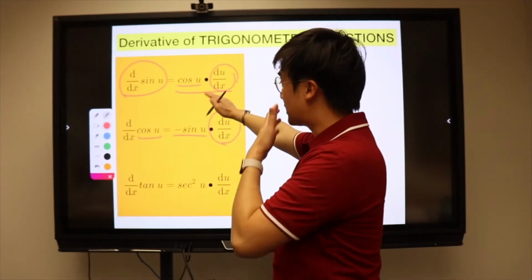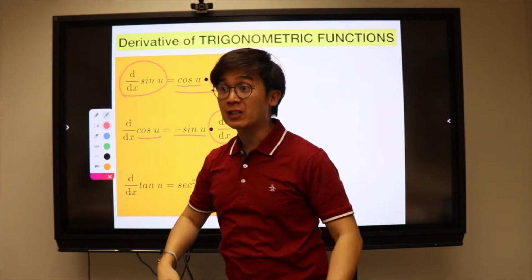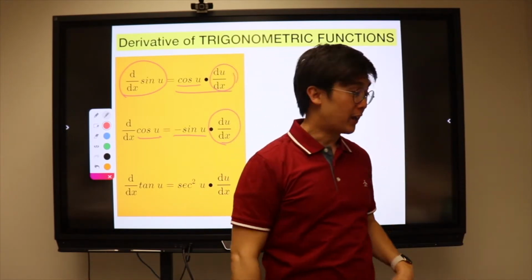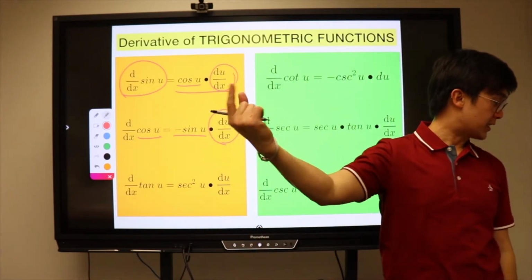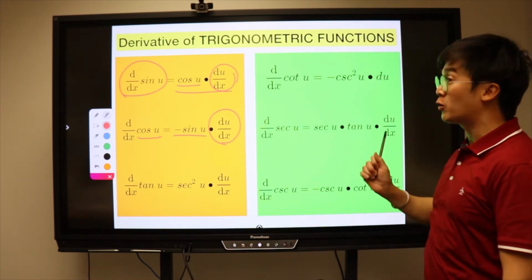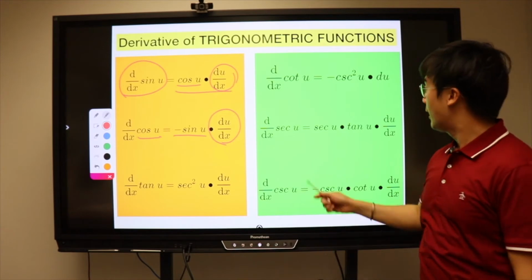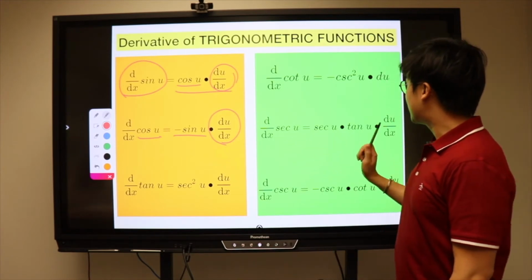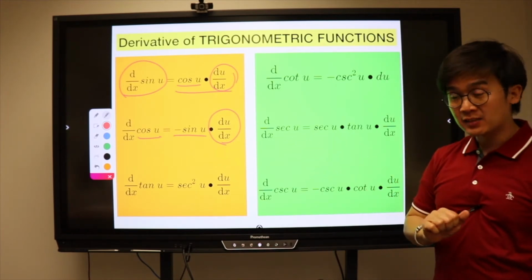And if we have the derivatives of sine, cosine, and tangent, we have the derivatives of their inverses. And those inverses will be cotangent, secant, and cosecant. So the derivative of cotangent u is negative cosecant squared u du. The derivative of secant u is secant u tan u du dx.